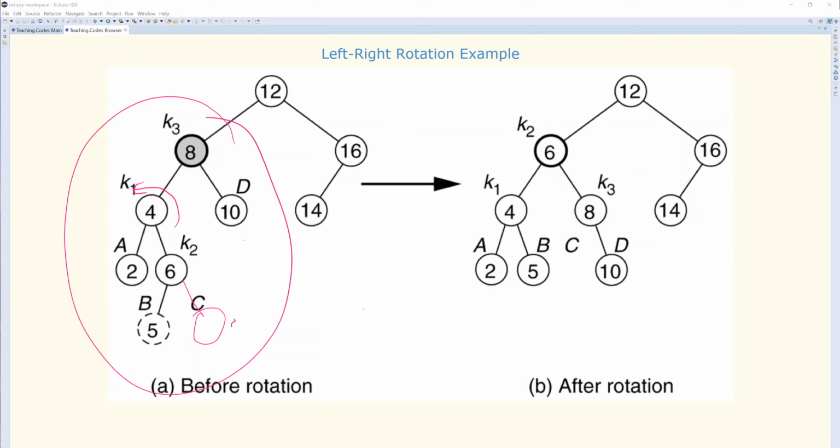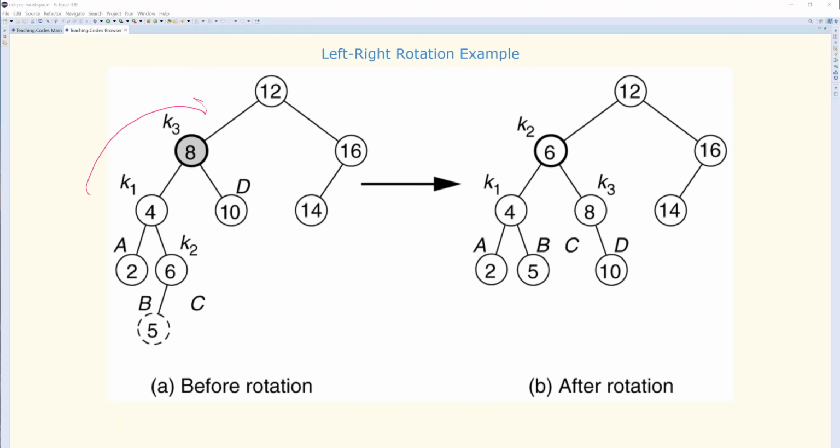And then when you're done, you do a right rotation. Remember, 6 had taken place of 4 here. You do a right rotation here. So 8 and 10 go down. 6 goes up. And 4 is its new left child. It goes up.